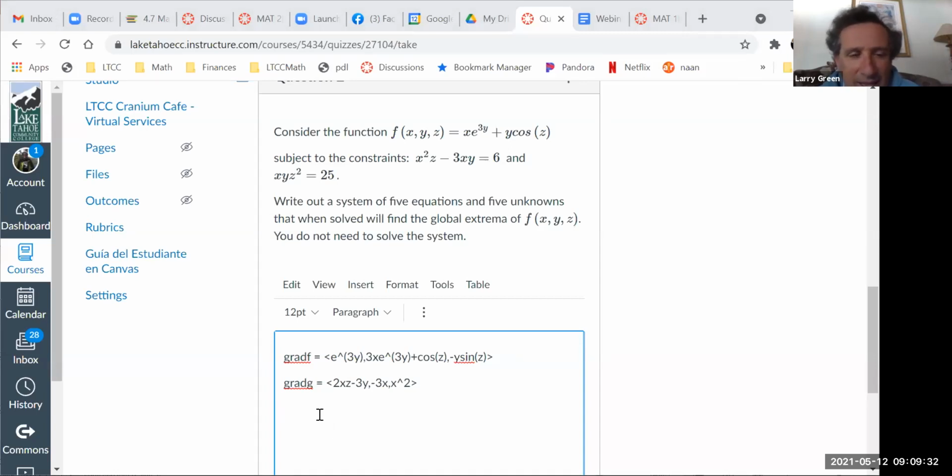Okay, and then let's call the third one h, just so I can write it down. Grad h equals, so this one, we have xyz squared, and the derivative with respect to x is yz squared. And then the derivative with respect to y will be xz squared. And the derivative with respect to z will be 2xyz. Yeah, 2xyz.